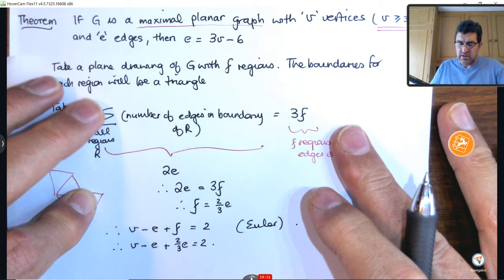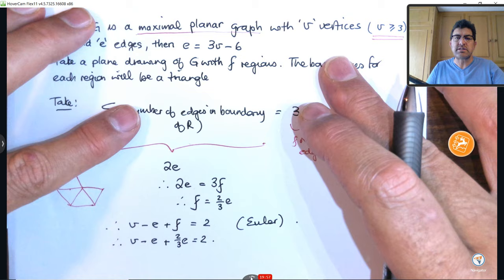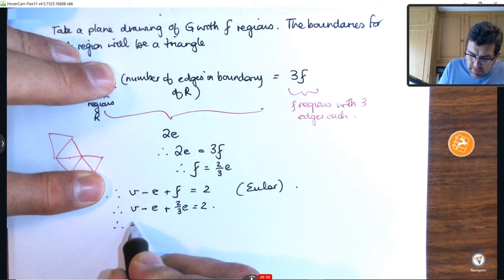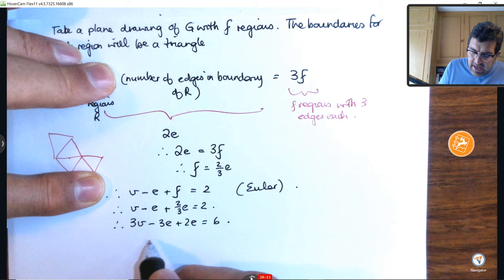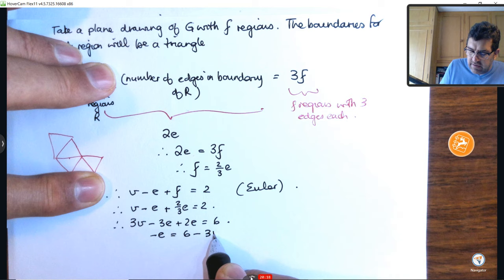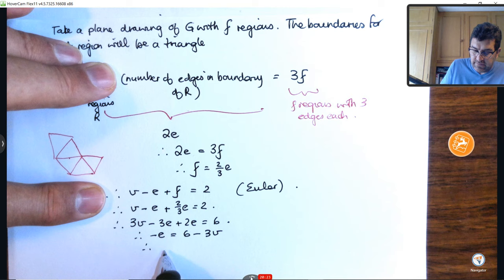Now, those of you who know me know I hate working with fractions. So I'm going to take that fraction and get rid of it straight away. I multiply by 3: 3v minus 3e plus 2e is equal to 6. We want to say something about the number of edges, so we have minus e is equal to 6 minus 3v. And just rearranging, dividing by negative, e is 3v minus 6.